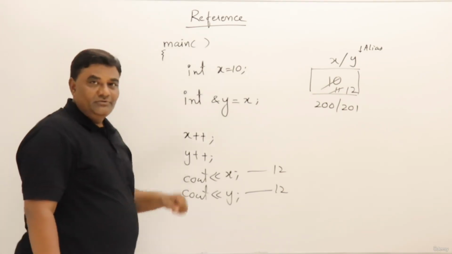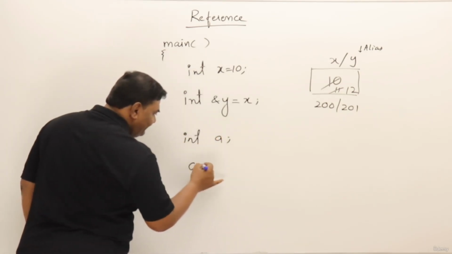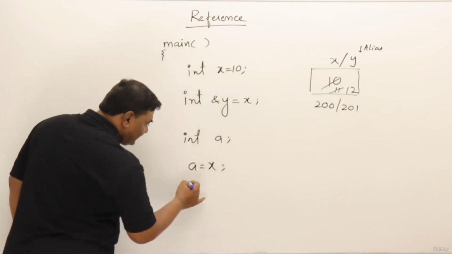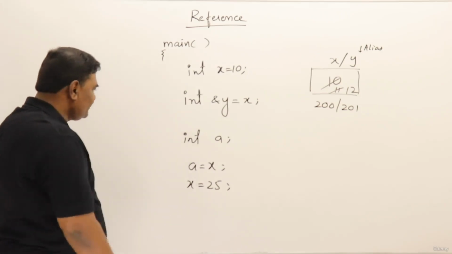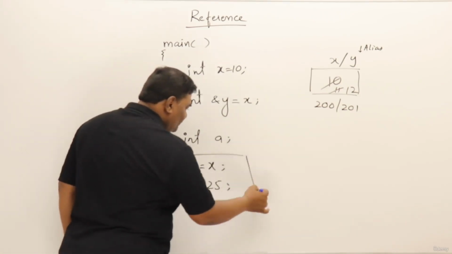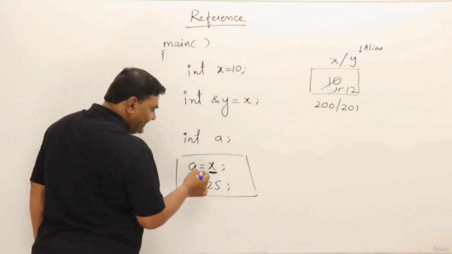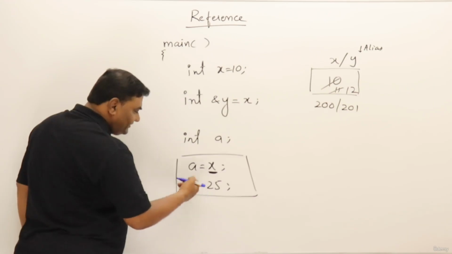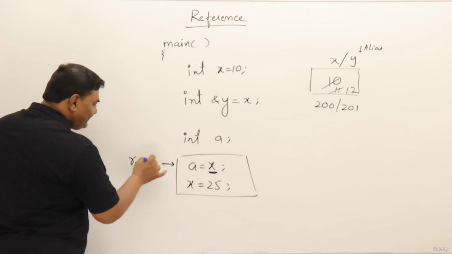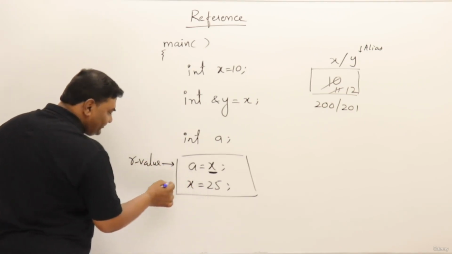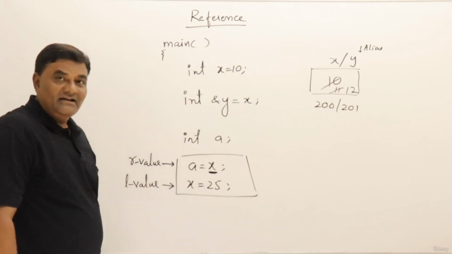Now further, I will show you a few more things. See, if I have one more variable a, and to this a, if I say a assign x, or if I say x assign 25, let us see what is the difference between these two statements. In these two statements, I am using x in both of them. But this x is used on the right hand side of assignment and this x is used on the left hand side of assignment. So here it is right hand side, so we say it is r value, and here it is on the left hand side, so we call it l value.